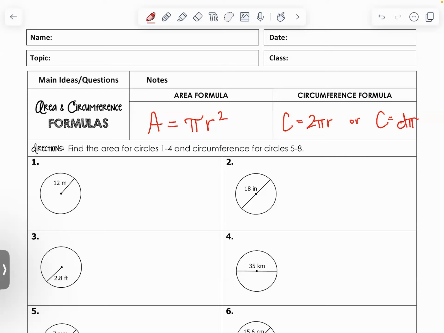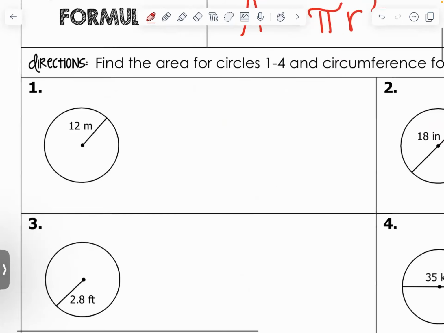Okay, so some of this, I want us to be able to find the area, but I also want us to be able to use our calculators with the pi button. And I also want to make sure that we are using the correct labeling, okay?